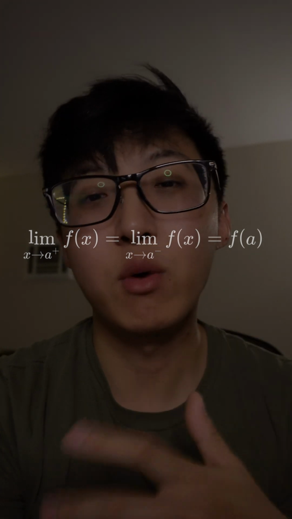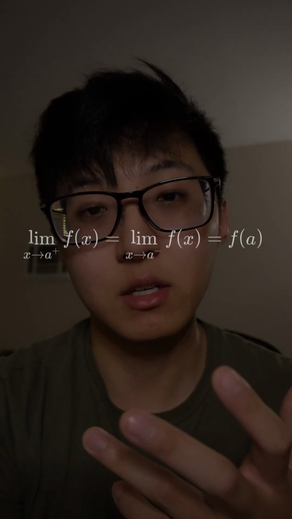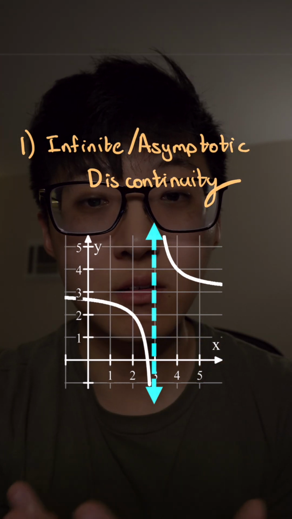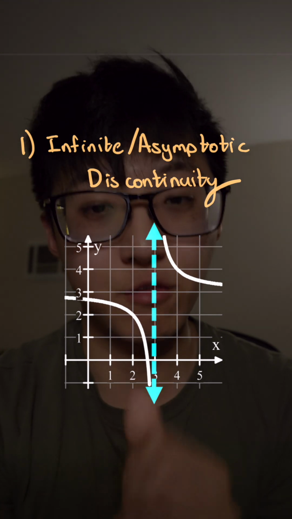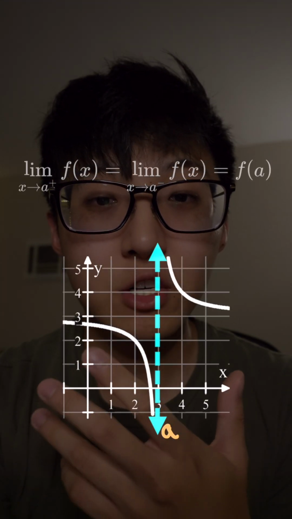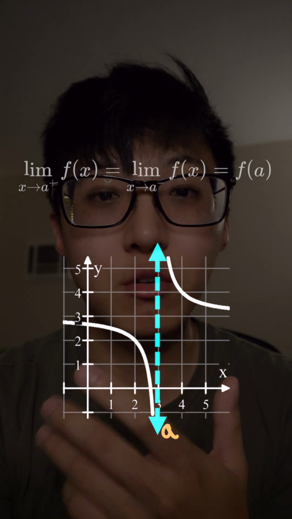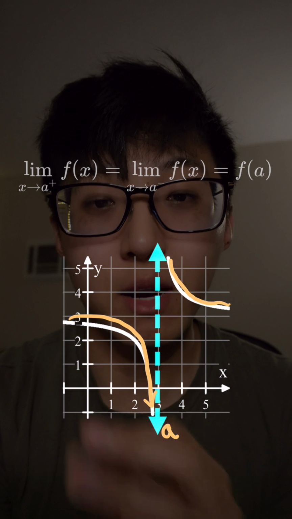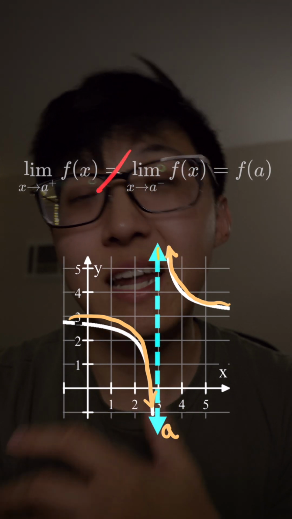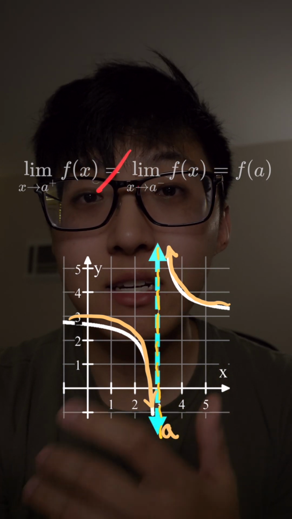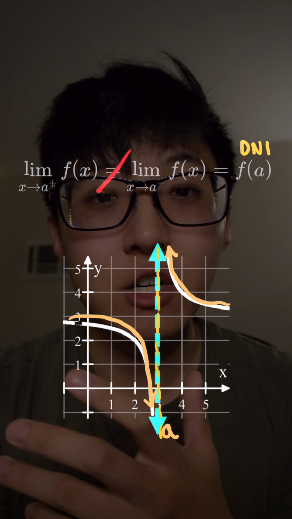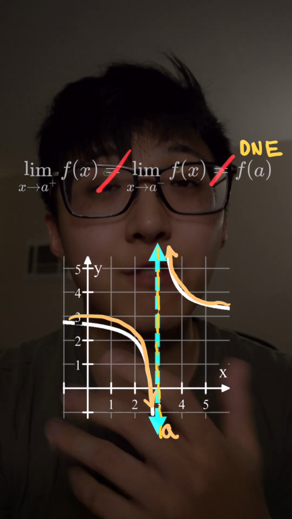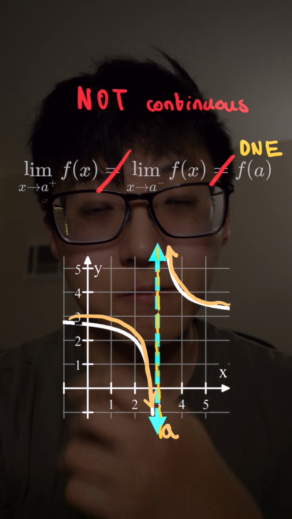First, we'll take a look at one of the most obvious discontinuities, called infinite or asymptotic discontinuities, obviously characterized by the asymptote that exists in the function. Using our limit definition of continuity, we see that the limit approaching a from the left doesn't equal the limit approaching a from the right. Also, since there is an asymptote at a, f of a doesn't even exist. This function fails the limit definition of continuity in all aspects and is thus very clearly not continuous.